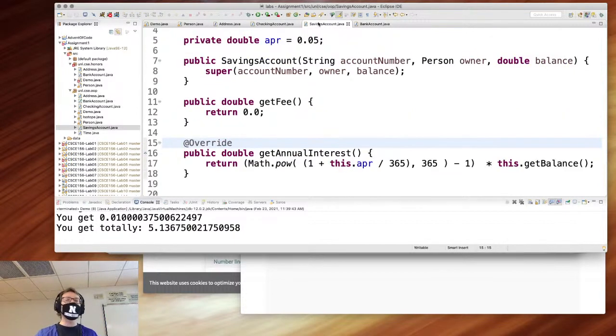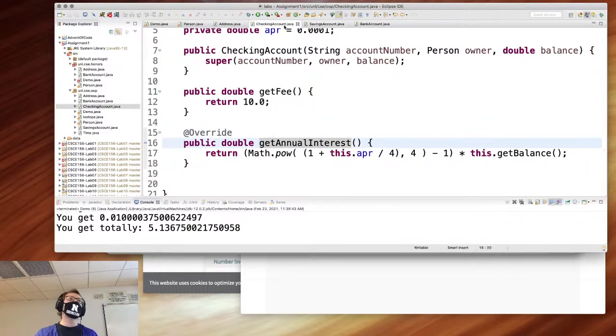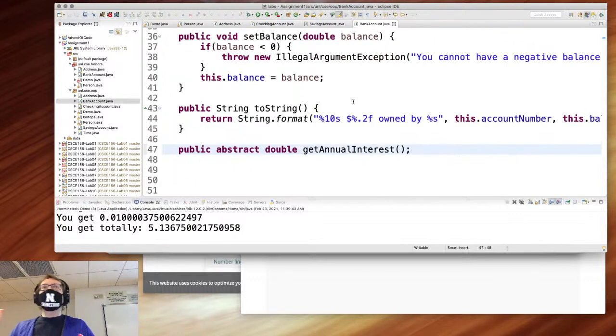Now you can compound that daily, or you can compound that using the APY formula quarterly. But up here in bank account, that's an abstract idea. There are many ways of doing it. I don't know how to do it. I'm not going to make the choice that this is the default way of doing it.